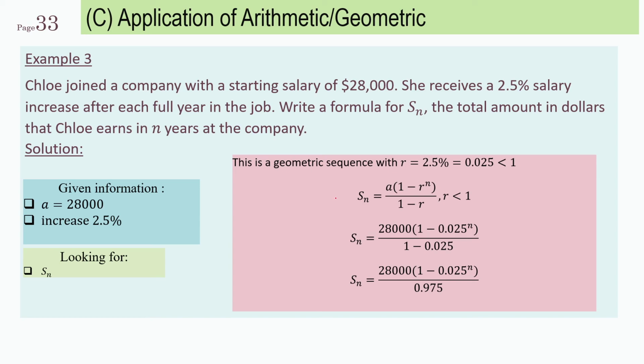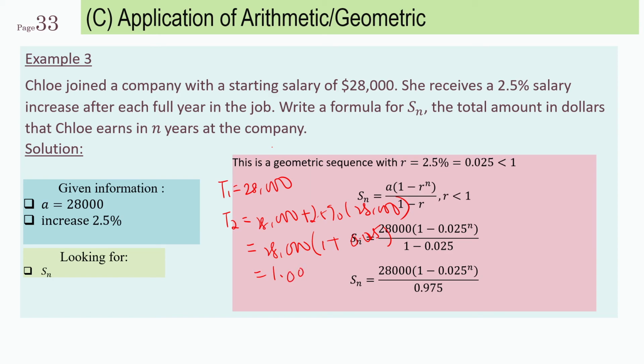Okay, so you want the first one. The first year is 28,000. Then we have the second year. The second year is 28,000 plus 2.5% of the 28,000. So you're going to have 28,000, I factor out 1 plus 0.025. Okay, and then I have 1.025 of the 28,000. Okay, and what is your T3?